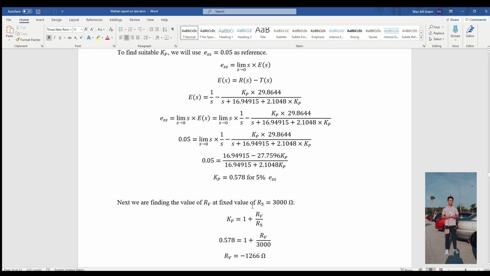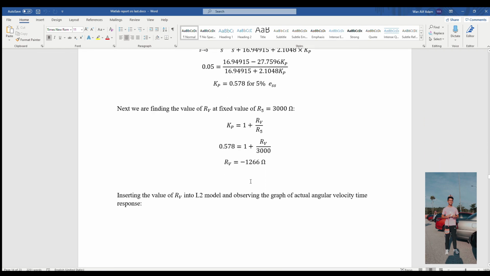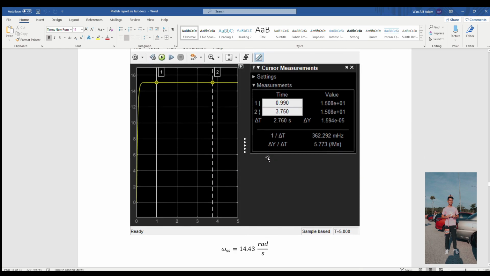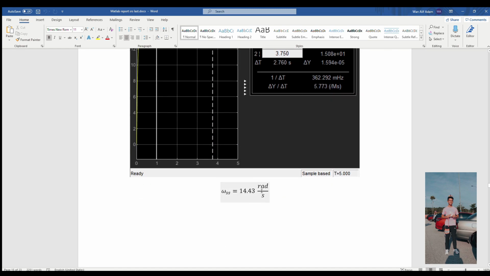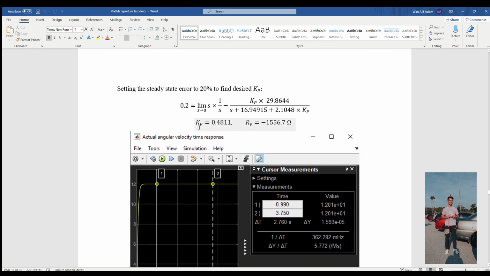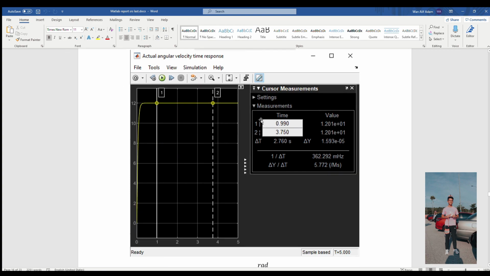Next, we are finding the value of Rv at a fixed value of Rs equal to 3000 ohms. So Kp equals 1 plus Rv over Rs, and we get the value of Rv, which is negative 1266 ohms. Inserting the value of Rv into the L2 model and observing the graph of actual angular velocity time response, we get this graph, and from here we get the angular velocity of 14.43 rad/s. Now we set the steady state error at 20% to find the desired Kp.